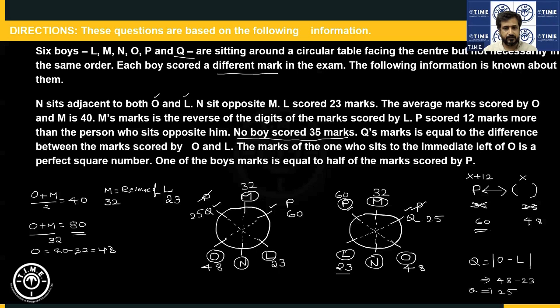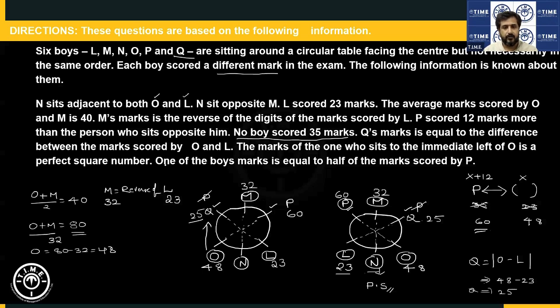Right. Next, the marks of the one who sits immediate left of O is the perfect square. Immediate left of O is Q here, and Q scored 25 marks. Absolutely fine, no issue. Now, immediate left of O is N, and this person must have scored perfect square number of marks. We don't know what is that number, but this N must have scored perfect square number.